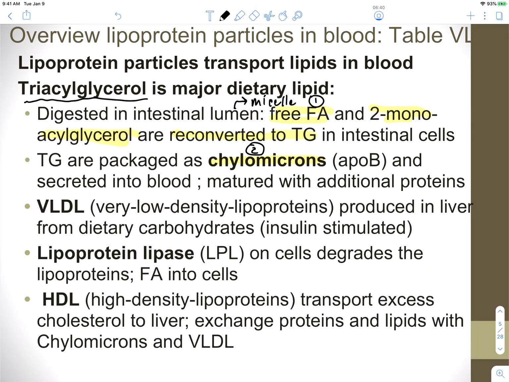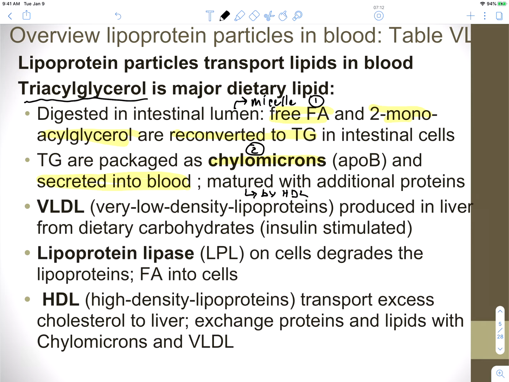Chylomicrons will have apolipoprotein B on their surface, and this helps to identify the different types of lipoproteins. Different types of lipoproteins have different types of ApoB molecules on their surface. This will be secreted into the blood. So your chylomicron gets into the blood, micelles stay in the lumen, chylomicrons get secreted in the blood, and then they are going to be matured by your high-density lipoproteins.